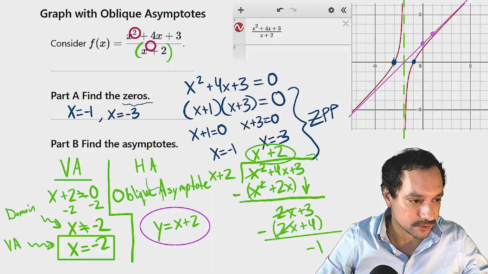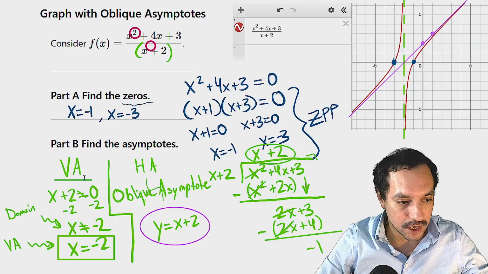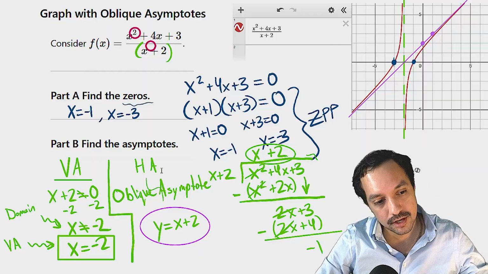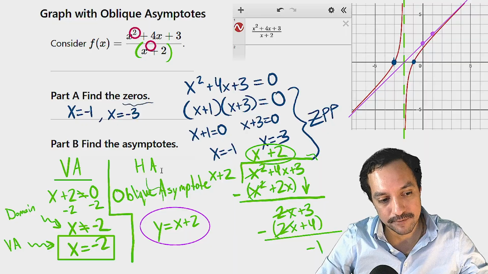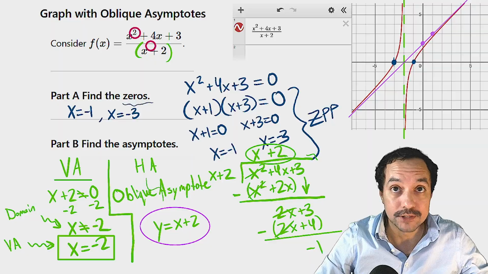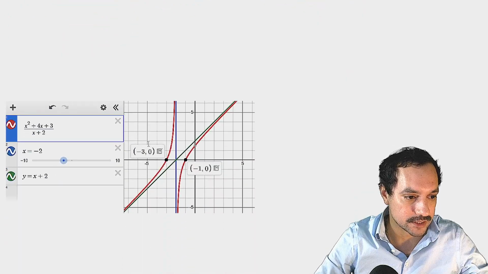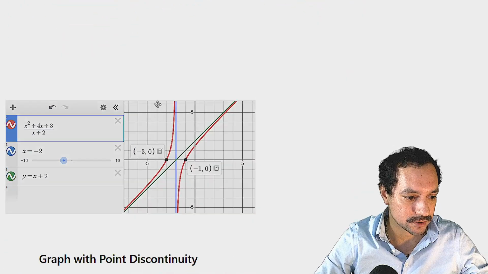So those are our asymptotes. So we found the zeros, we found the VA, we checked if there was an HA, there wasn't, and so we then found the slant asymptote or oblique asymptote. I do want to just show you the graph drawn out one more time. I just want to really emphasize how useful Desmos is as a tool.